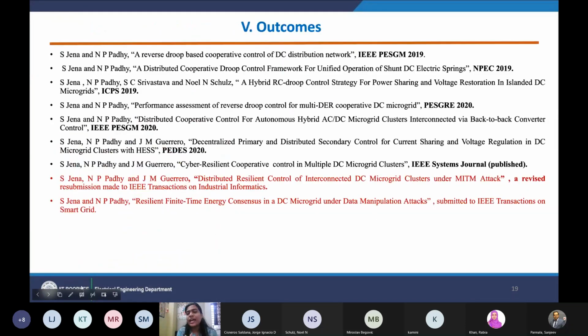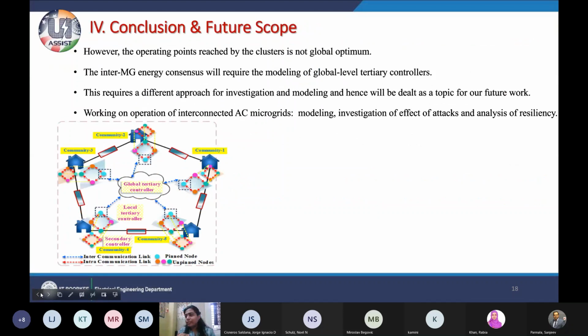So we would like to conclude that the operating point which I showed in the last work is not optimum. It was based on SOC consensus, but the operating point is not optimum because optimal points would be reached only if you design a global controller. So that is what we are working on, designing a global SOC-based controller.